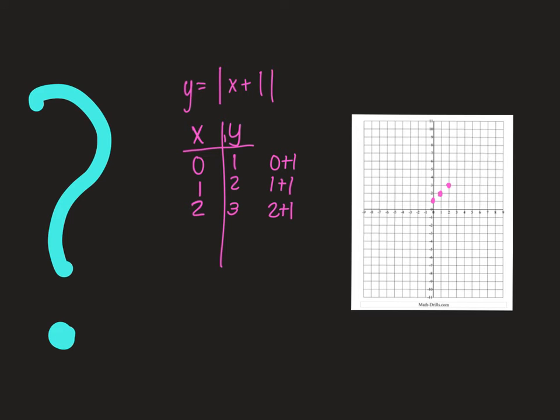All right, here is your next question. So I've got the absolute value of x plus 1. I picked 0, 1, and 2. I have these dots. My question to you is, what are some good x's that I should pick? Because I don't see the V yet. The V is not happening. So tell me some good x's.